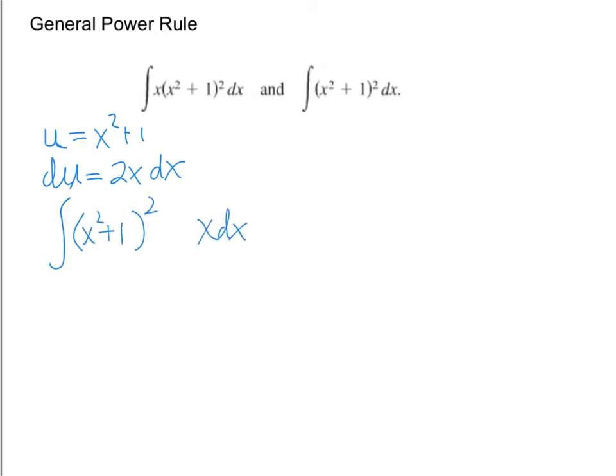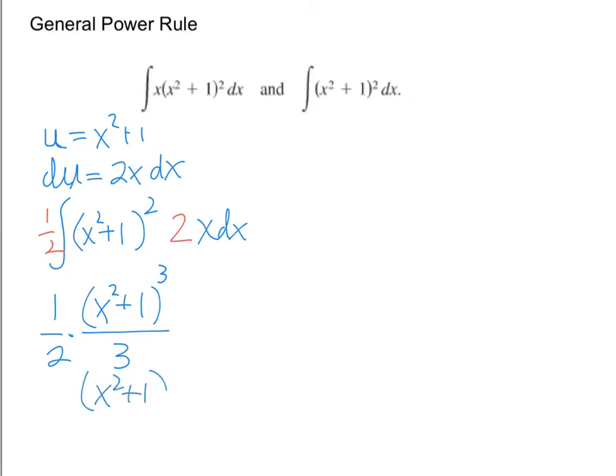X squared plus 1. And then I know I would have to add the 2, so I add the 2 and the 1/2. And then, skipping a few steps, I would have the inside, x squared plus 1 to the third over 3 times the 1/2. And so I would have x squared plus 1 to the third over 6 plus c.